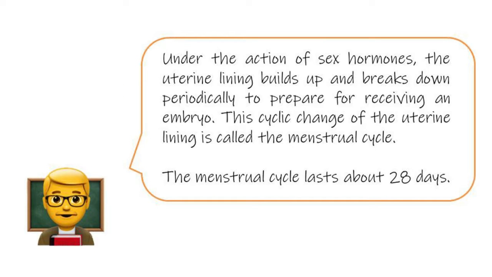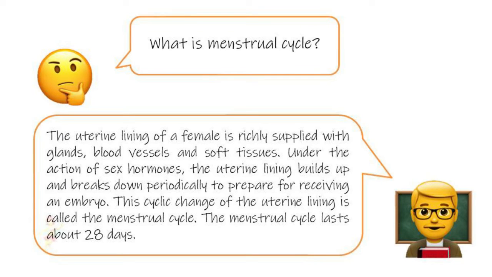Under the action of sex hormones, the uterine lining builds up and breaks down periodically to prepare for receiving an embryo. This cyclic change of uterine lining is called the menstrual cycle. The menstrual cycle lasts about 28 days. What is the menstrual cycle? The uterine lining of a female is richly supplied with glands, blood vessels, and soft tissues.